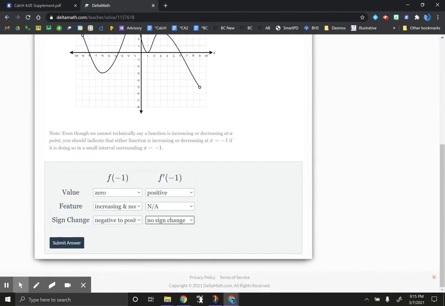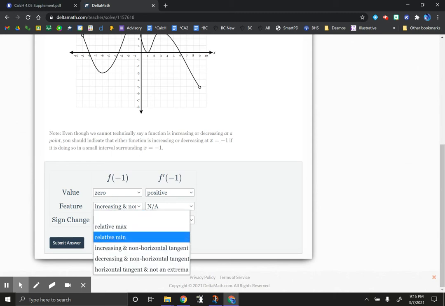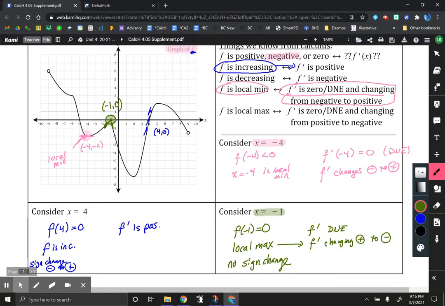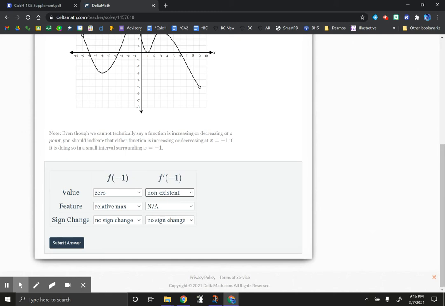So in Delta Math, kind of how we would fill this out, this happens to be sitting on the x-axis, so we're going to keep f of negative 1 at 0. The feature is that it's going to be a relative max, and the sign change is going to be the fact that there's no sign change, and that's all just by looking at the graph that was given to us. F prime of negative 1 is actually going to be non-existent, so this is what the does not exist is, and that's because we were dealing with a corner right at that location. And then in terms of a sign change, because we do have a relative maximum, it would be a positive slope to a negative slope.